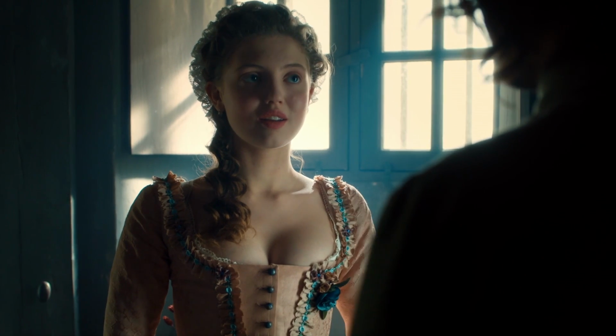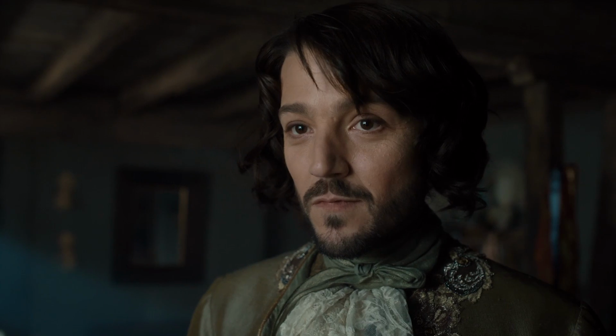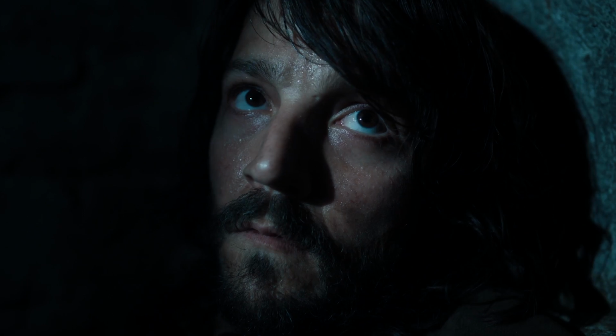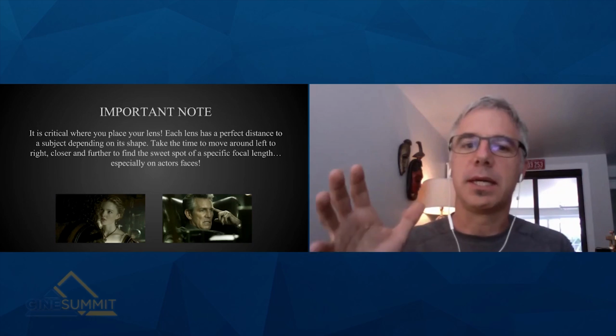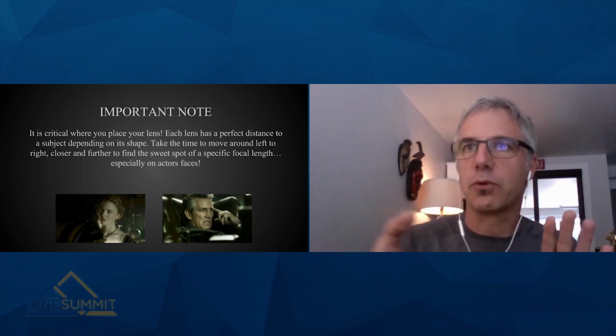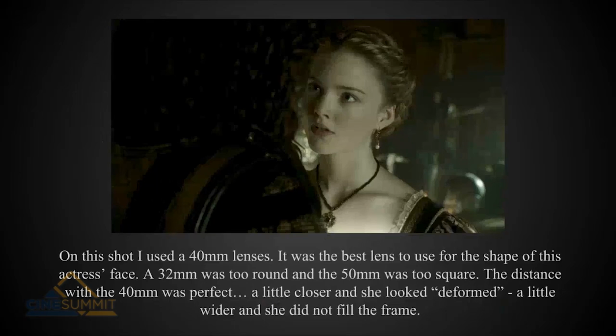And the first thing I do when I shoot a movie or TV, whatever, I scan the actors when they come with my eyes, and I look at them, their features, and I know that some lens won't work with them. And then I do a test, at makeup and hair test, and I really try with an actor the 40, the 50, the 65, the 75, and very often you're like, okay, good. For example, on this shot, I use a 40mm lens. It was the best lens to use for the shape of this actress' face. A 32mm was too round, and the 50 was too square. The distance with the 40mm was perfect. A little closer, she looked deformed. A little wider, she did not fill the frame.